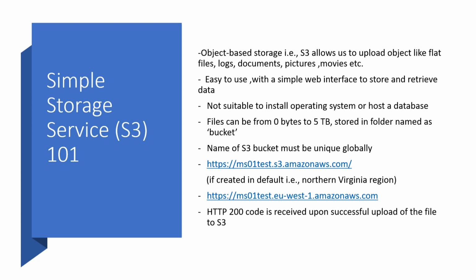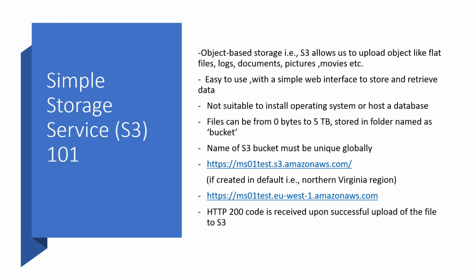Once you create an S3 bucket, which we will see in the demonstration in the upcoming sessions, the naming will be globally unique. It means the name of the S3 bucket can't be something like test bucket or S3 bucket, which is very common. The bucket name should be unique globally. For example, something like https ms01 test. This is the name of the bucket that I have created.